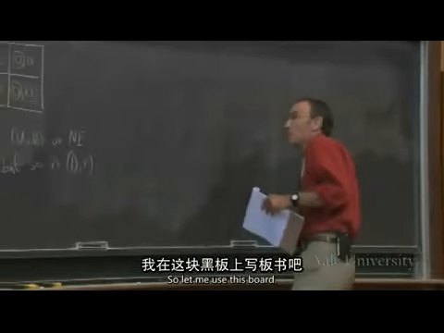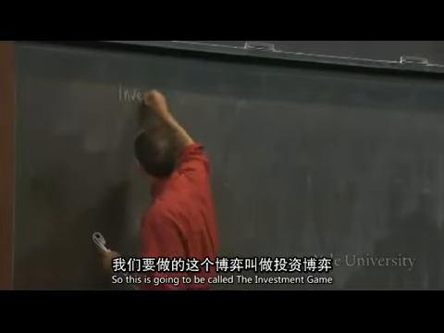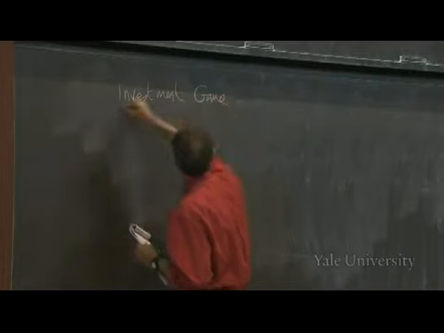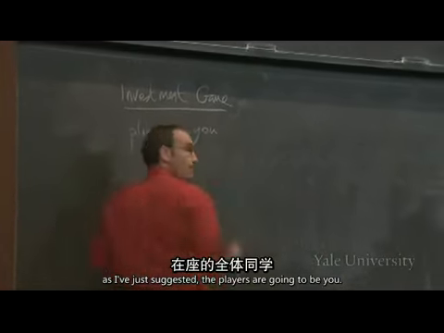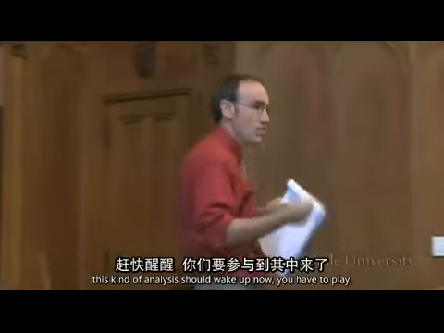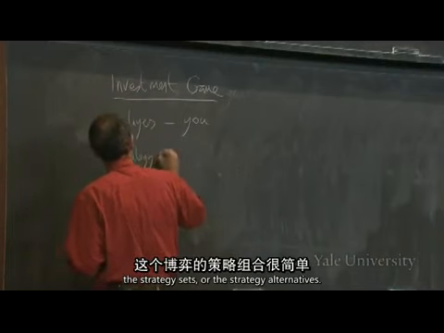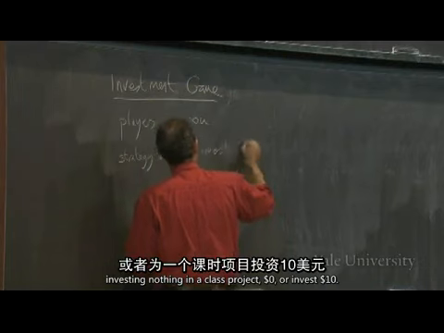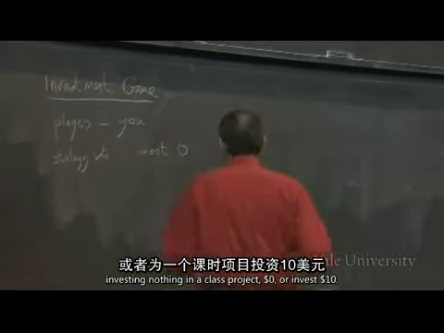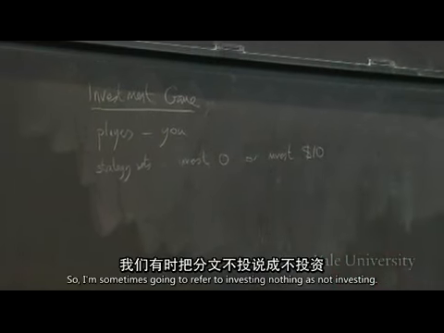All right? So let me use this board. This is going to be called the investment game. And we're going to play this game, although not for real. The players in this game are going to be you. So everyone who was getting sleepy just looking at this kind of analysis should wake up now. You have to play. And the strategies in this game are very simple. The strategy sets, or the strategy alternatives: each of you can choose between investing nothing in a class project, 0, or invest $10.